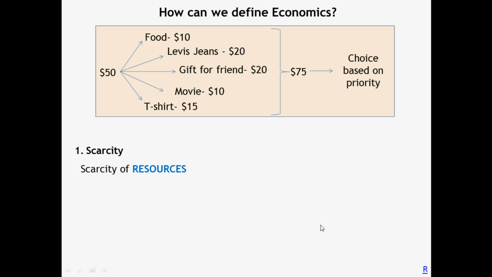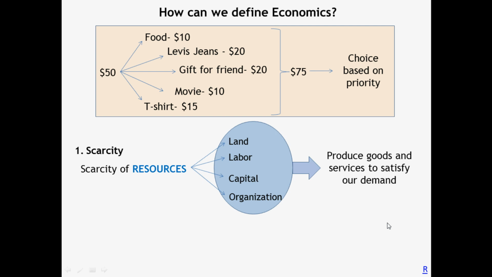There are thousands of resources around us, but all these resources are categorized into four main headings in economics. Those are land, labor, capital, and organization. These resources are used to produce goods and services to satisfy our demand. But as the resources are limited in supply, we cannot produce unlimited goods and services using the resources.